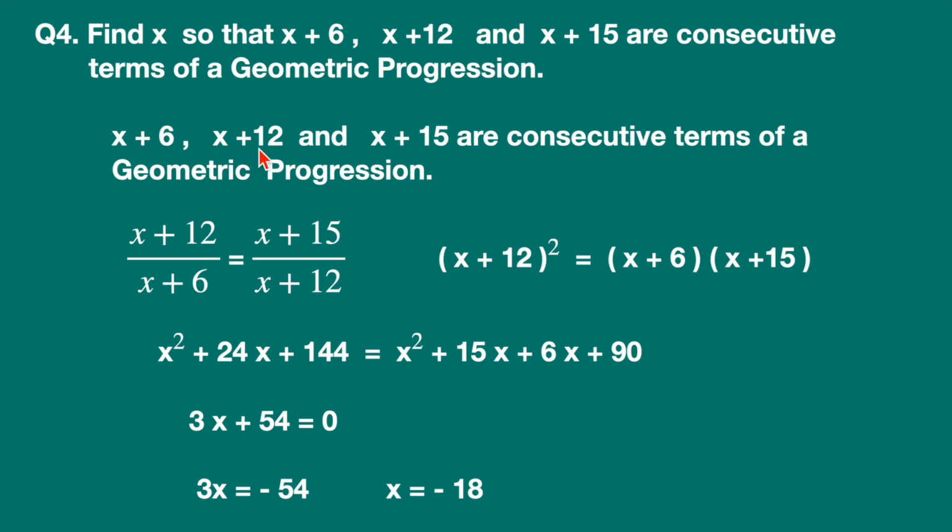Okay. So let's write down x plus 12 upon x plus 6 is equal to x plus 15 upon x plus 12. Now very simple, do cross multiplication. So x plus 12 the whole square is equal to x plus 6 into x plus 15. Now this is x square plus 2 into x into 12, that is 24x, plus 12 whole square, that is 144, is equal to, open the brackets, x into x plus 15 plus 6 into x plus 15. You will get like this. Okay, now bring all the terms to the left side. X square will cancel. 24x minus 15x minus 6x, that is 3x, plus 144 minus 90 will be 54, is equal to 0. So 3x is equal to minus 54, x is equal to minus 54 upon 3, that is equal to minus 18.